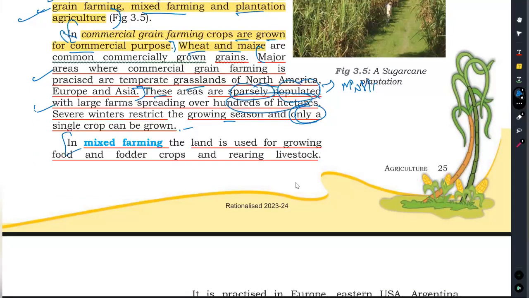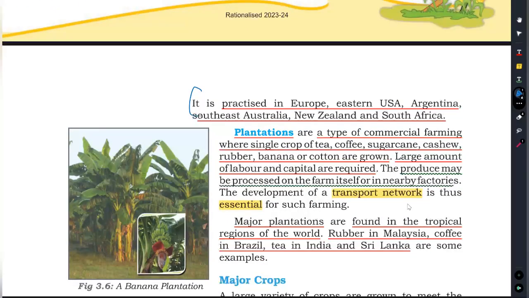Whereas in mixed farming, land is used for growing food, fodder crops and also rearing livestock. See, the term itself says it is mixed farming. Here land is used for production of food and also rearing of livestock. The same land is used for both things. That's why it is known as mixed farming. It is practiced in Europe, Eastern USA, Argentina, Southeast Australia, New Zealand and South Africa. You need not mug up all these regions, just know 2 to 3 regions. That is enough for your exams.